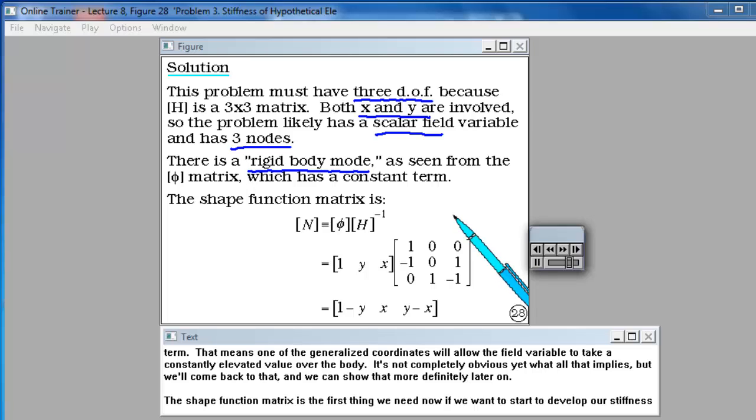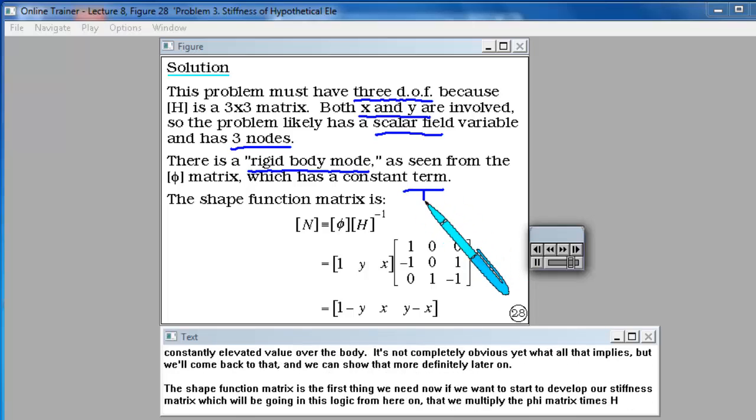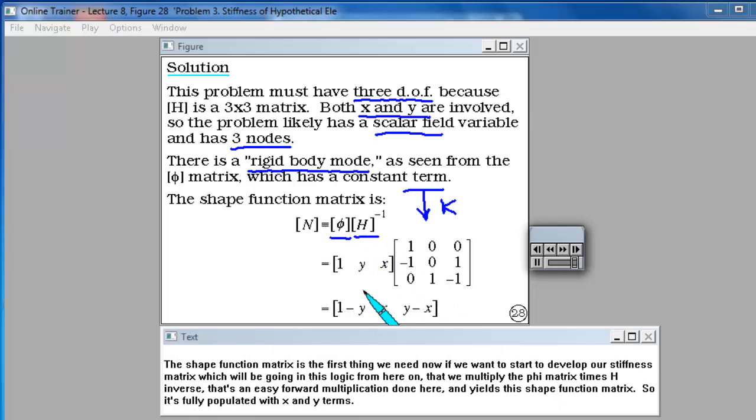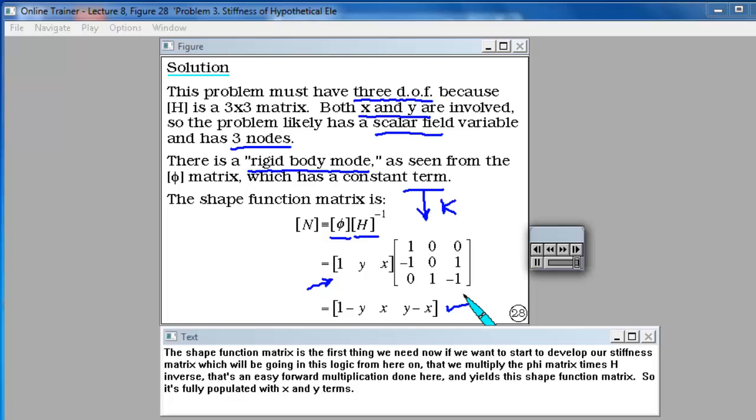The shape function matrix is the first thing we need now if we want to start to develop our stiffness matrix, which will be going in this logic from here on. We multiply the phi matrix times H inverse. That's an easy forward multiplication done here, and yields this shape function matrix. So it's fully populated with x and y terms.